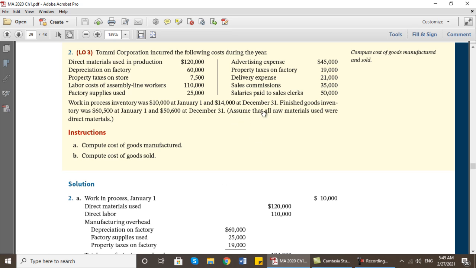Here's assume that all raw materials used were direct materials. All direct material used in production is direct material. Now, compute cost of goods manufactured. We begin with work in process January 1st.